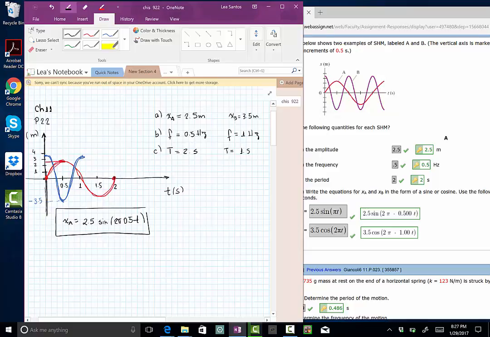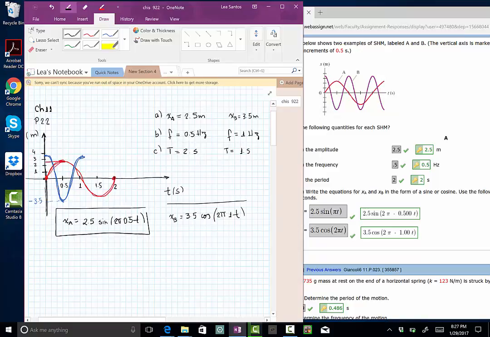Okay? Now, to write the equation of motion for this curve B, I start with the amplitude 3.5. Now, should I use cosine or sine? At time 0, I'm at the maximum displacement. I'm at the amplitude. So I should use a cosine. Cosine of 0 is 1, right? So I should use a cosine and put there 2 pi times the frequency, which is just 1, times the time.